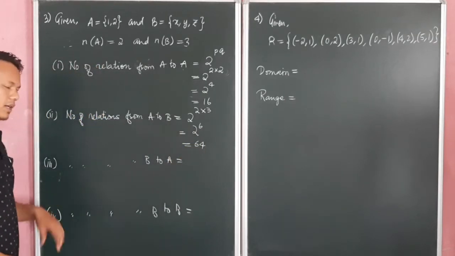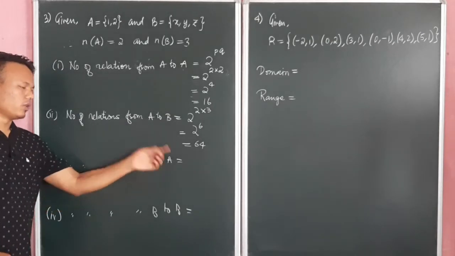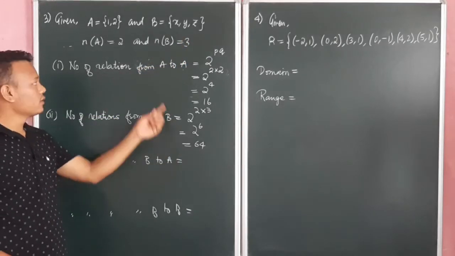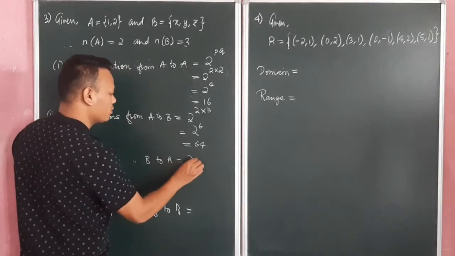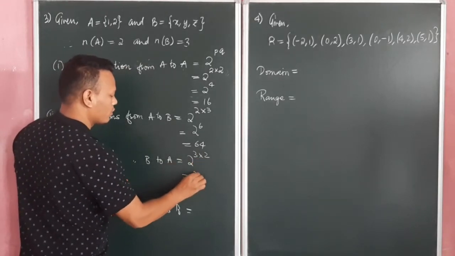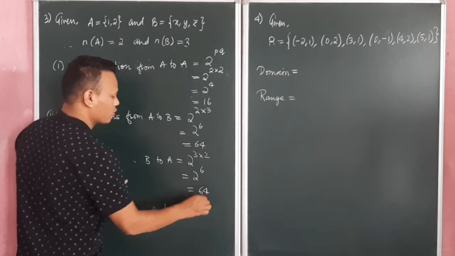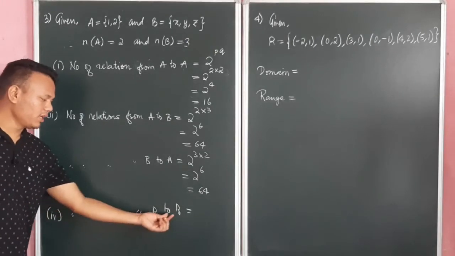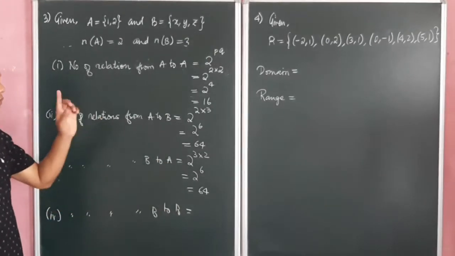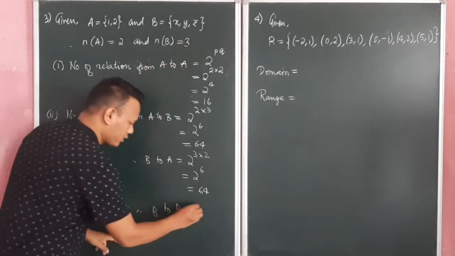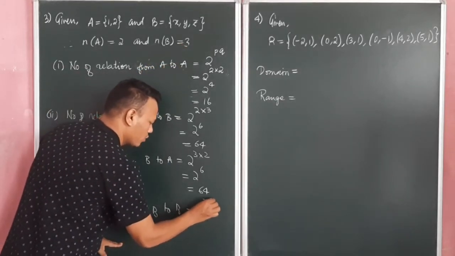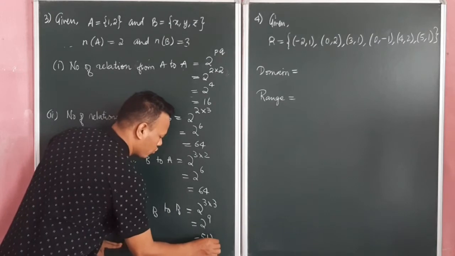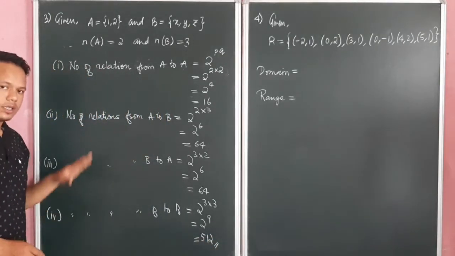The third part says number of relations from B to A. Now the first set is B, so my p is 3. The second set is A, so q is 2. So my value will be 2 to the power 3 into 2, which is again 2 to the power 6, so this is also 64. The last part says find the number of relations from B to B. The first set is B and the second set is also B, so both p and q will be 3. So my answer will be 2 to the power 3 into 3, which is 2 to the power 9, and the value of 2 to the power 9 is 512. So this will be the answer in this case.